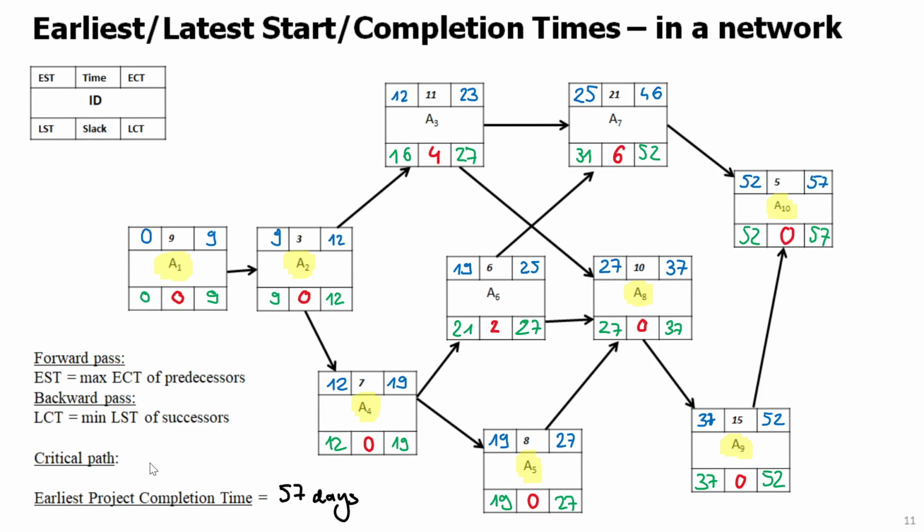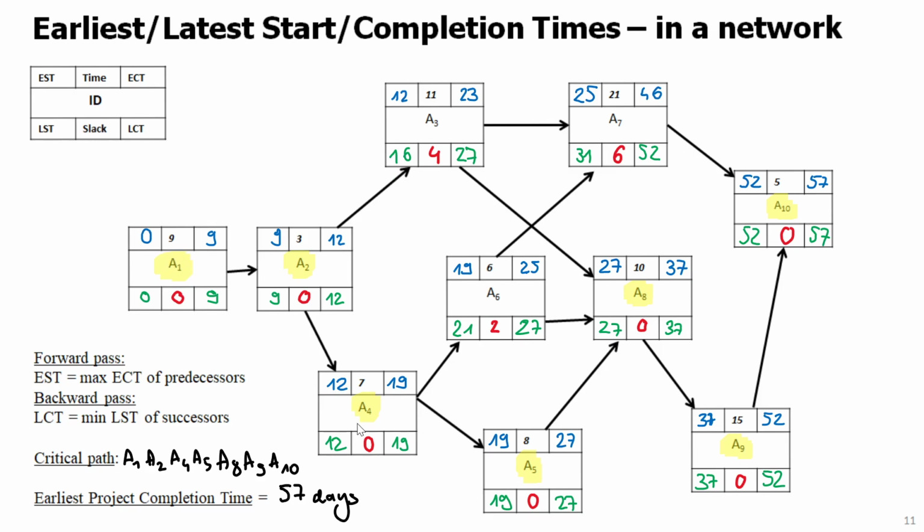Right? So we will say critical activities are these, and also they form what we call the critical path. In some cases, critical activities may form more than one critical path, but in this case we have an easy example. So we could write we have a critical path that is A1, A2, A4, A5, A8, A9, and A10. That's our critical path.